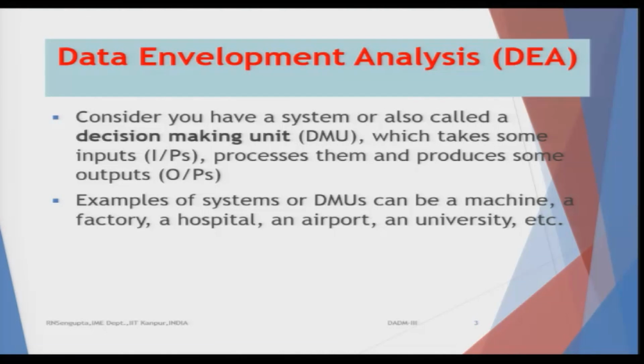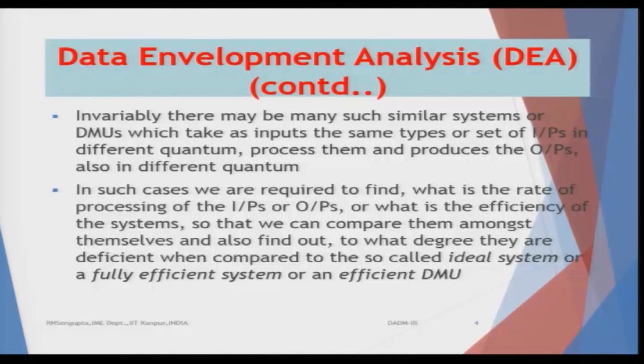So, examples of systems or DMUs can be a machine, a factory, a hospital, an airport, or a university, as I have said, such as the IITs starting from Kanpur, Kharagpur, Madras, Mumbai, Delhi, Roorkee and Guwahati. Invariably there may be many such similar systems or DMUs, examples of which I have already given.